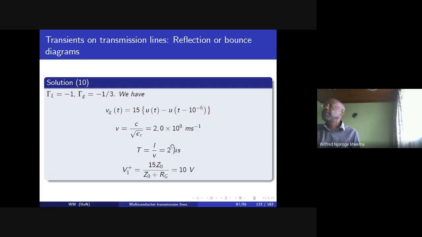And therefore, T is going to be given by the length of the line divided by the velocity, and we get a value of 2 microseconds. And therefore, V1 plus equals 15 Z0 over Z0 plus Rg. Yeah, this one is the width of the pulse itself, not the time of flight.